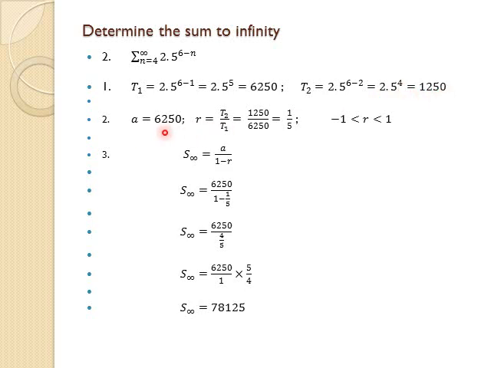Right, so a equals 6250. r equals term 2 divided by term 1, which gives me 1 over 5, and you should note that the r value we got is less than 1 and bigger than minus 1. So to get the sum to infinity, a over 1 minus r, 6250 over 1 minus 1 over 5 gives me 4 over 5. Change division to multiplication, invert the bottom fraction, gives me 5 over 4. So that gives me 6250 times 5 divided by 4. So this all converges to a value of 7812.5. So hope you follow.